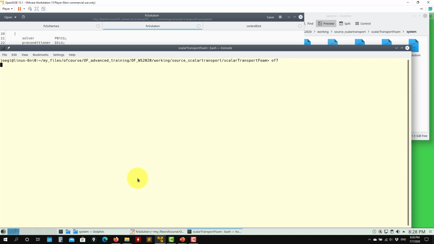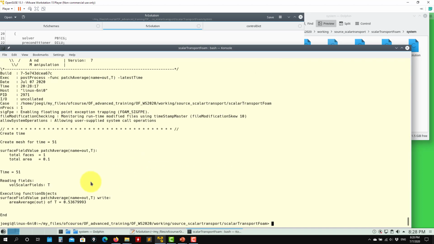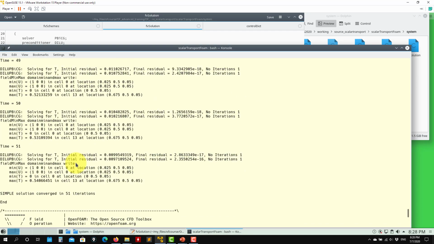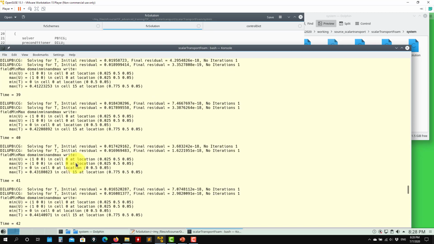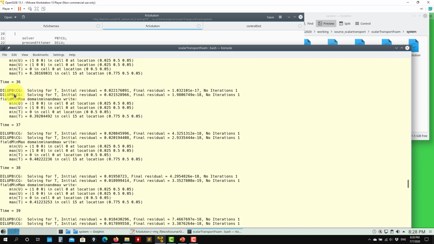Okay, so let's run the first case. As usual, you have the scripts. If you want to see what is going on, just open the script and you will see everything. So as you see, very fast. Look at that, in 51 iterations we converge, and let's see also the convergence here. So see the iterative convergence.